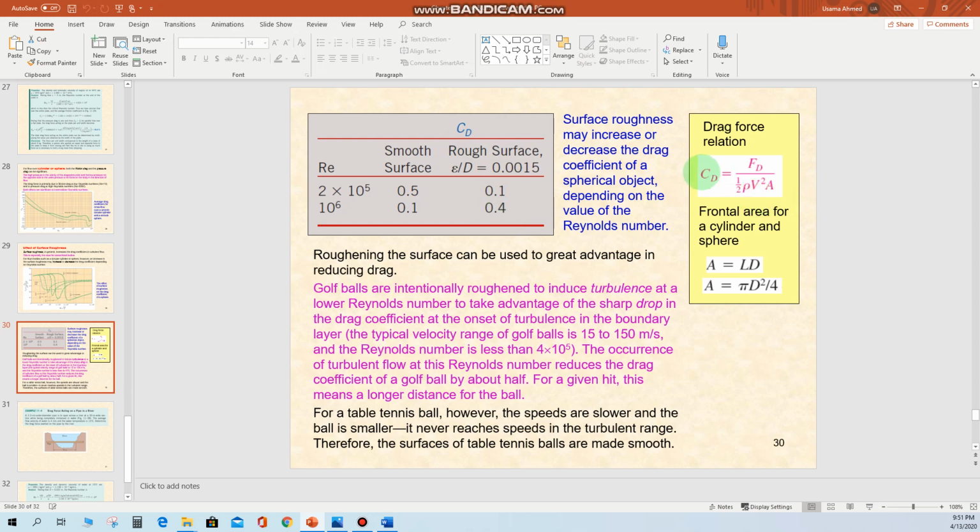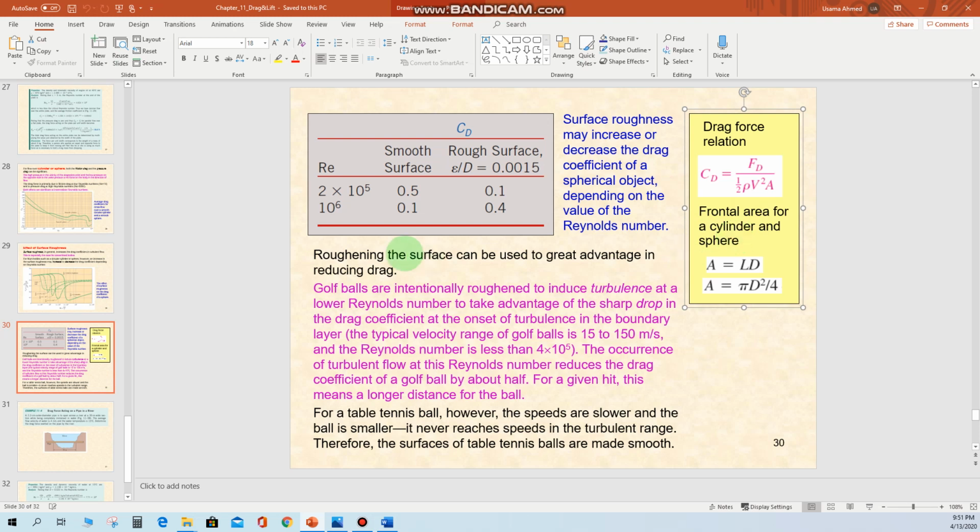In this equation, CD is equal to Ft divided by rho V square A. Ft represents the drag force, rho is the density of the fluid, V is the free stream velocity or the velocity of the fluid, and A represents the frontal area. If you are dealing with a cylinder, the frontal area will be L into D, and if you are dealing with a sphere, the frontal area will be equal to pi d square by 4. So you have to use these areas depending on the type of object that you are using.